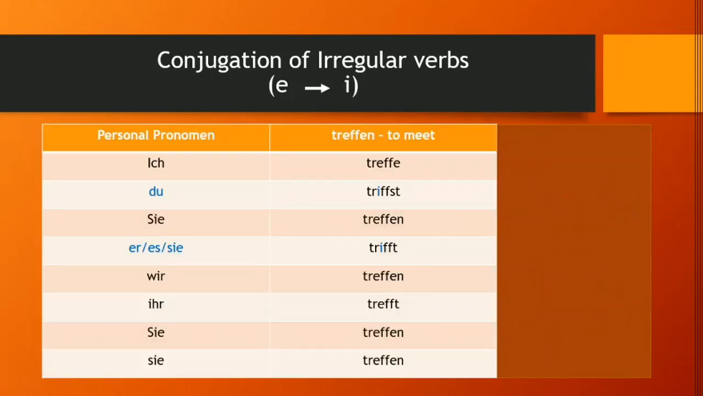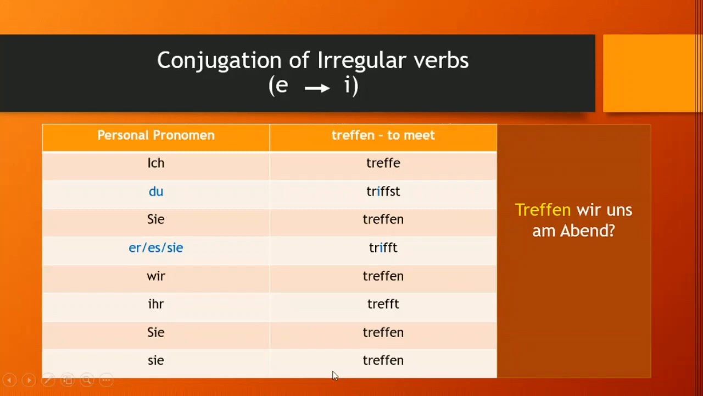So the next irregular verb is treffen, which means to meet. Here also e changes to i in the Verbstamm. Ich treffe, du triffst, er/sie/es trifft, wir treffen, ihr trefft, sie treffen, Sie treffen.